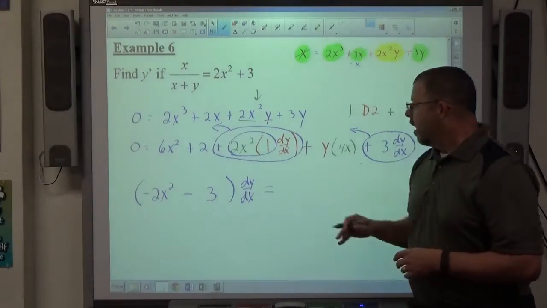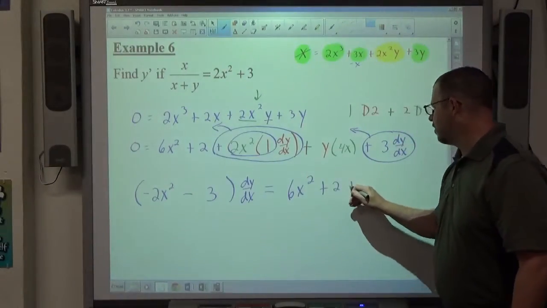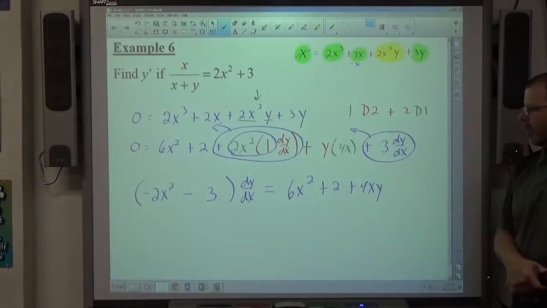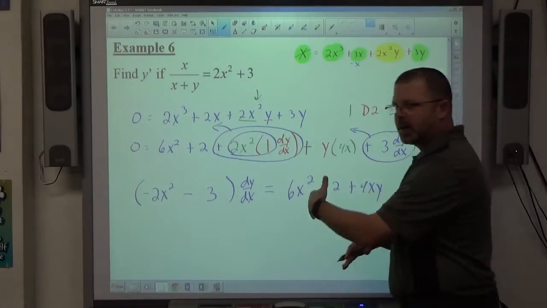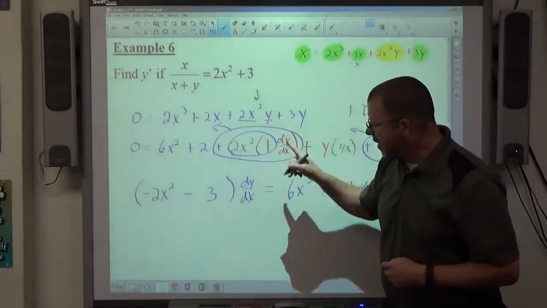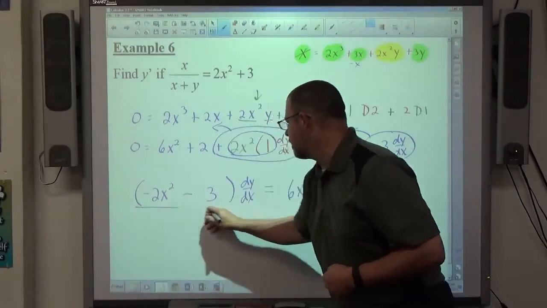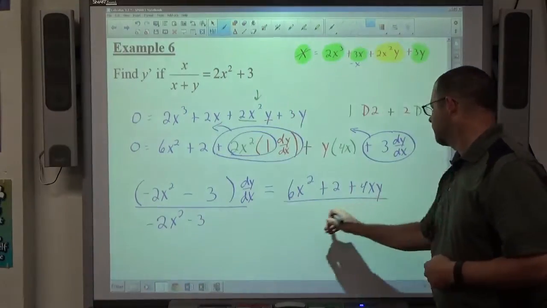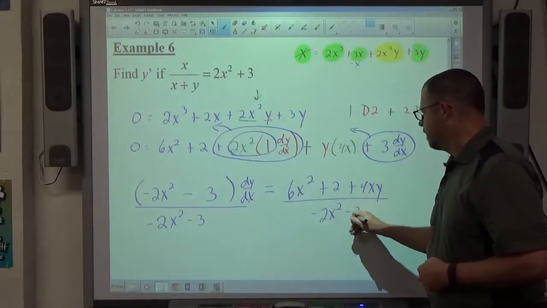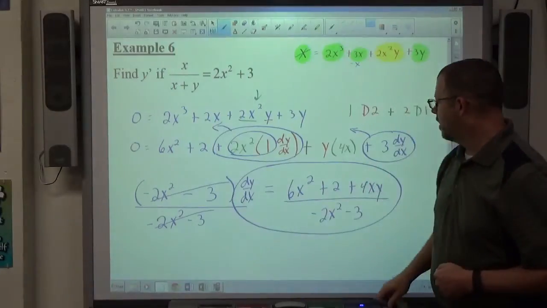Okay. What's left on the right hand side, what didn't move, was 6x squared plus 2 and plus 4xy. So all those things stay on the right-hand side. Right-hand side is pretty boring. Left-hand side is where all the action's happening, right? Moved everything over there, took the dy dx out. And the final step, again, I've got something times what I want equals something else. I've got to divide by the something being multiplied. So I'm dividing by 2x squared plus 3, or negative 2x squared minus 3. So those cancel. Dy dx equals what is left. And there's your answer.